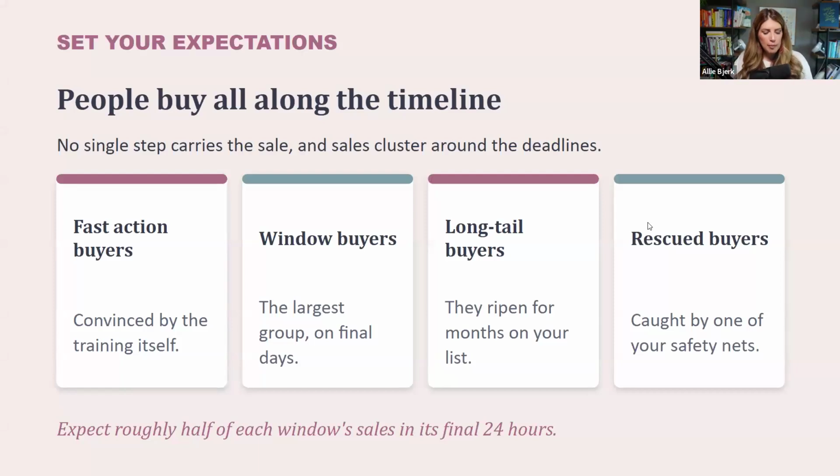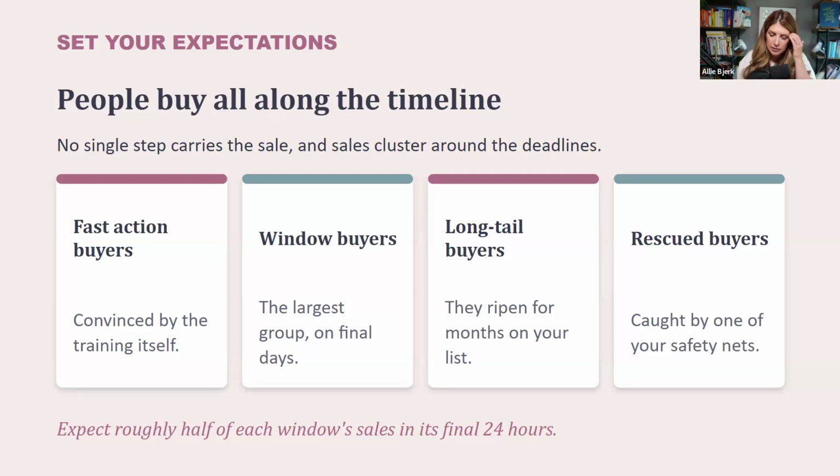The thing to remember is that it might be surprising, but people will buy along the whole timeline. So some people will buy at that fast action price. Some people will buy on the final days for a larger amount. And some people will be on your list for months, and maybe they'll come back in later and they'll buy after they've been thinking about it for a long time. Some people will hit an emotional trigger in their life where they're like, okay, I'm ready to make this decision.